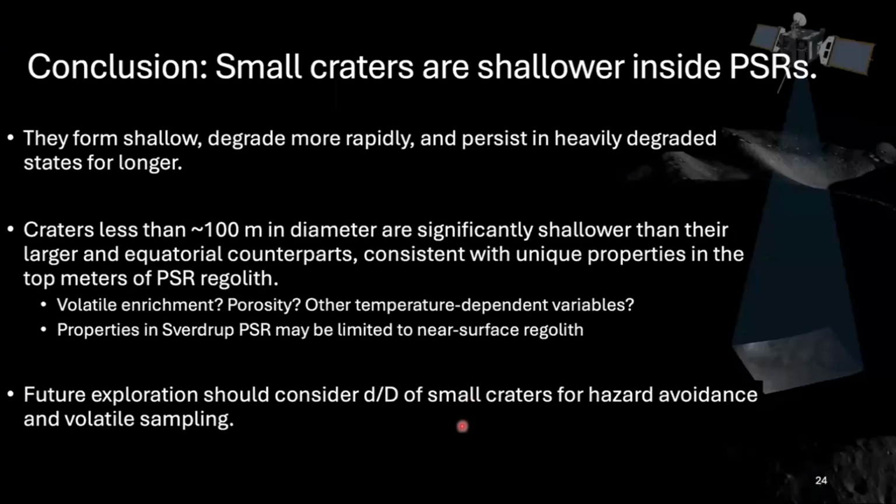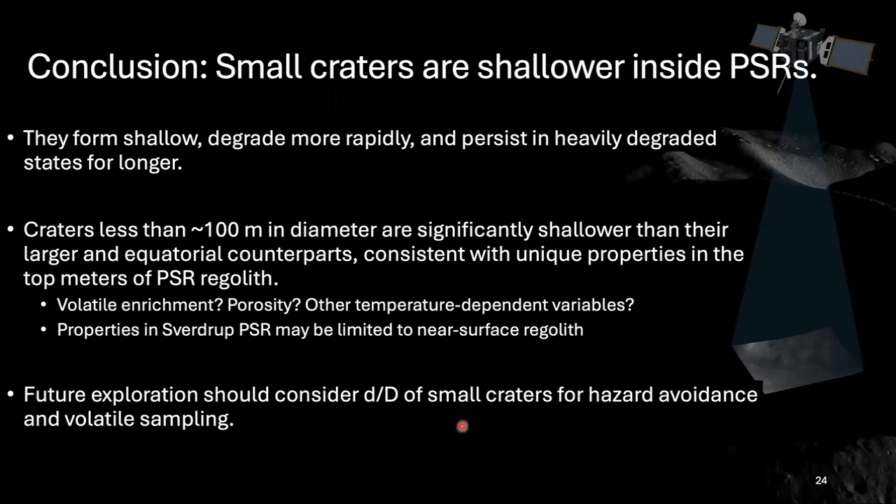So, wrapping up the whole thing here, looking at the way that the depth to diameter is distributed across those craters inside the PSRs, they appear to form shallow initially. They may degrade more rapidly, and the fact that we can see many of them at depth to diameters well below 0.04 might also indicate that they persist in heavily degraded states for longer. We really don't know exactly why that is.